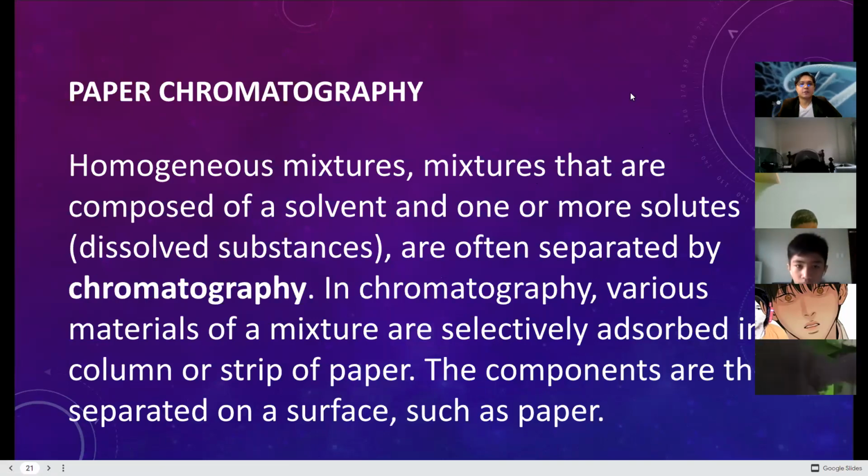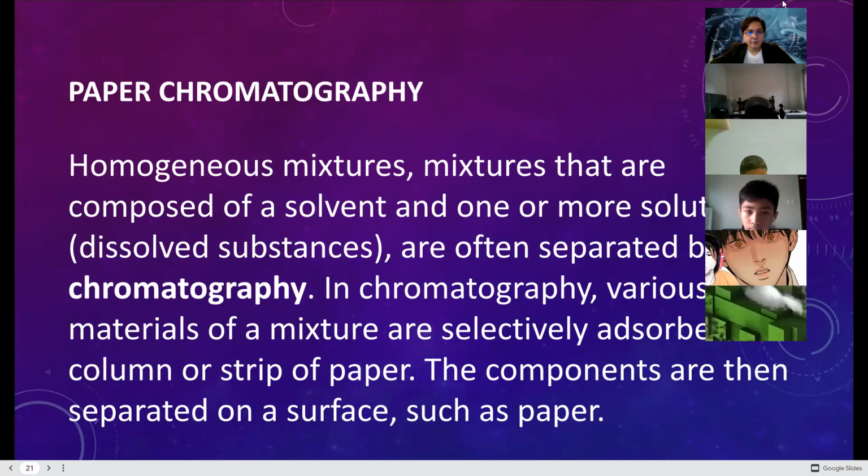Paper chromatography. Okay. Homogeneous mixtures. Homo means one. Homogeneous mixtures that are composed of a solvent and one or more solutes, the ones being dissolved in the solvent, are often separated by chromatography. In chromatography, various materials of a mixture are selectively absorbed in a column or strip of paper. The components are then separated on a surface such as the paper.